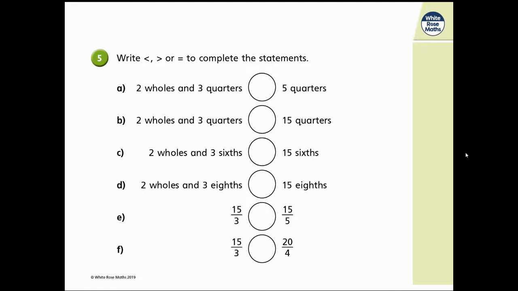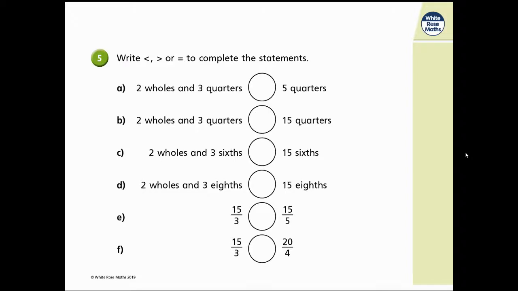So again, we know 2 wholes is the same as above. We've worked this one out already. We know that it's 11 quarters. 2 wholes is 8, and 3 is 11. So 11 quarters is less than 15 quarters. We've got, on to C.